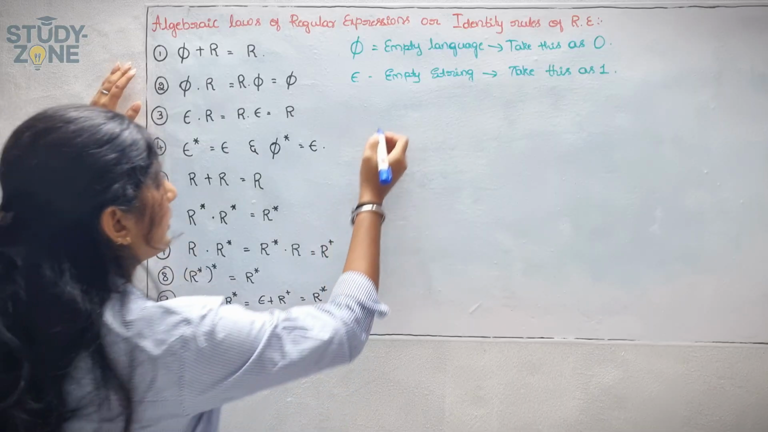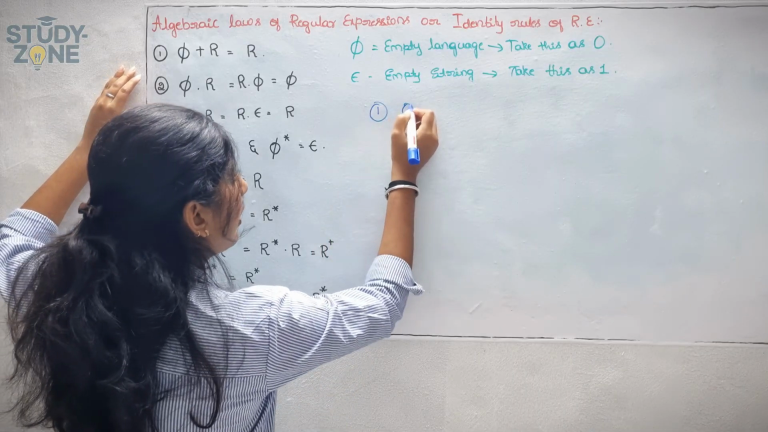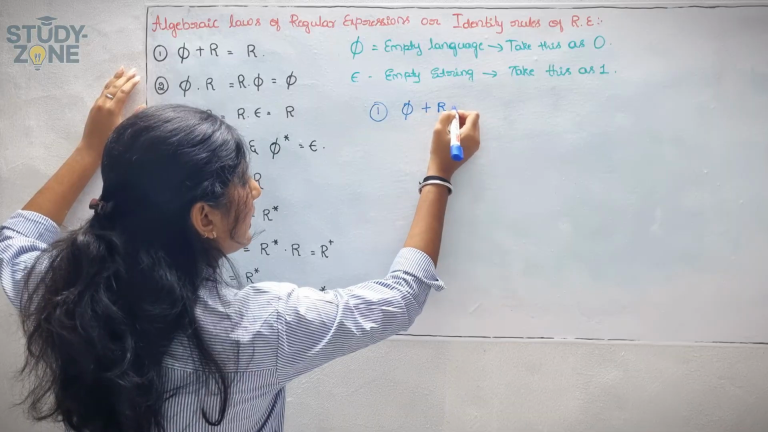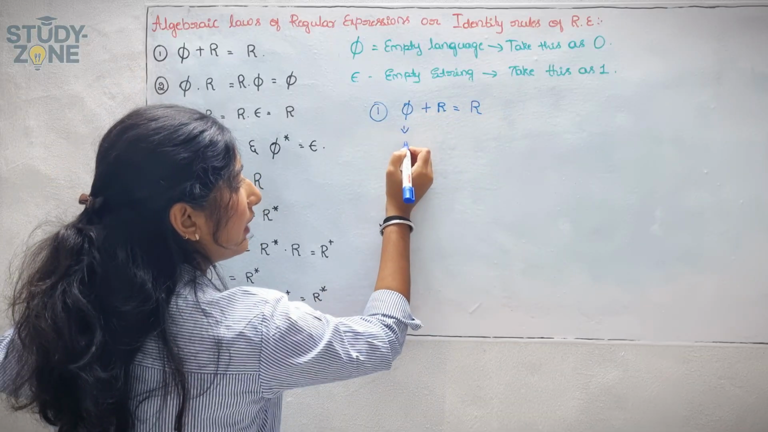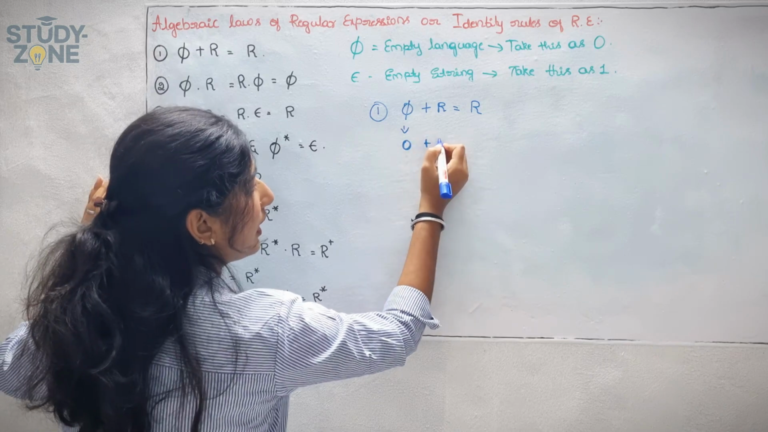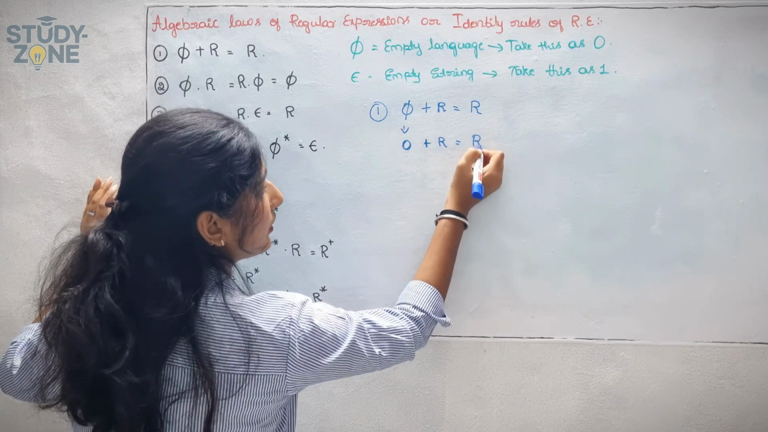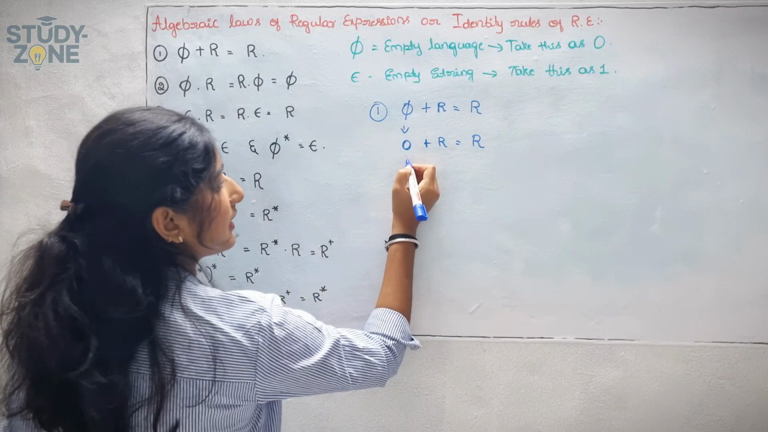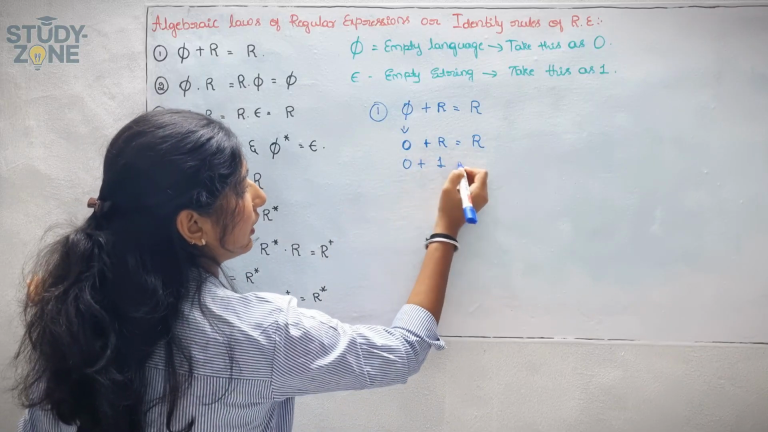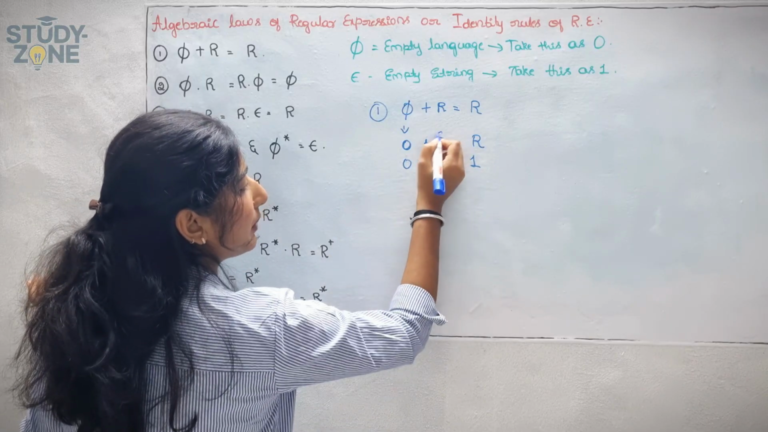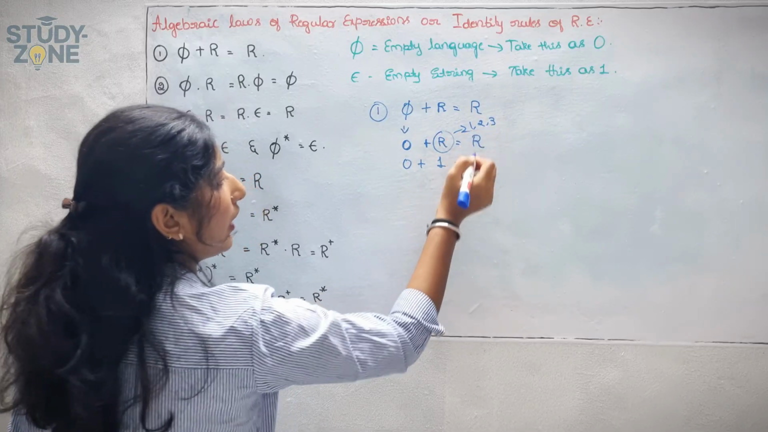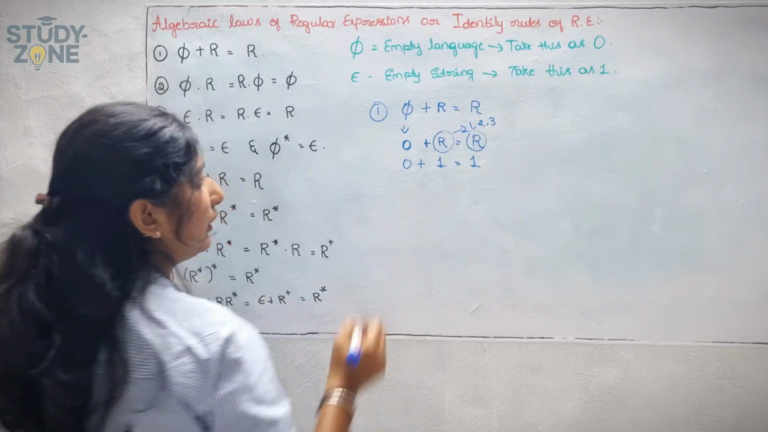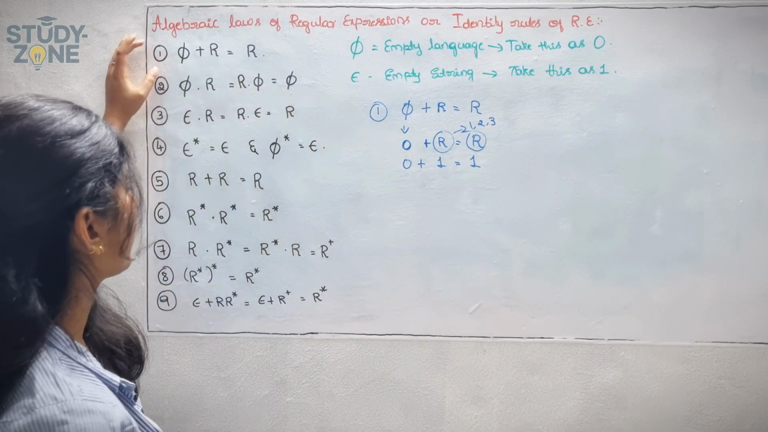The first law tells us that null symbol plus r equals r. What is the value of the null symbol? The value of the null symbol is 0, so 0 plus r equals r. Let's take the value of r as 1. Then 1 plus 0 is 1. In the place of r we can have 1, 2, 3, anything. The value of r will be the final value. That is the first equation.